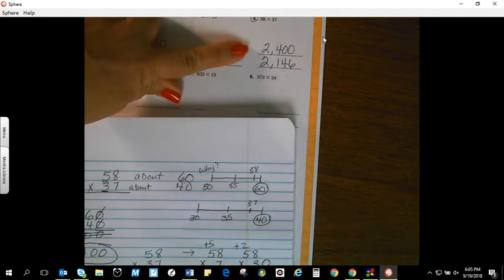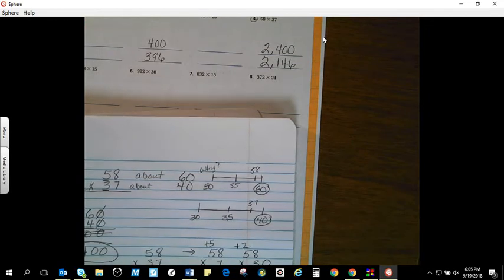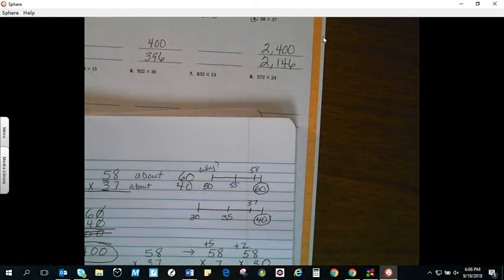So you see that's still about, I'm sorry, let me move that down. So you see this is my approximate answer, and this is my actual answer. They're still relatively close together. Okay, so it's about 2,400, but the exact answer is 2,146. All right, the next one is number 6. Let's go to number 6.